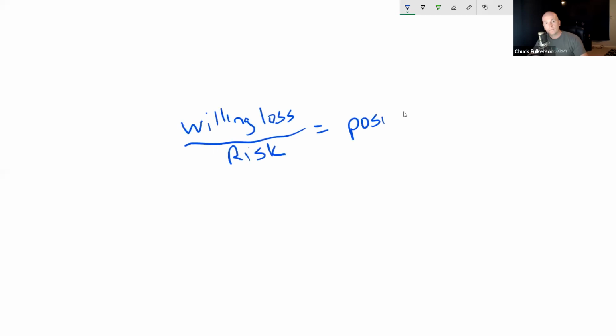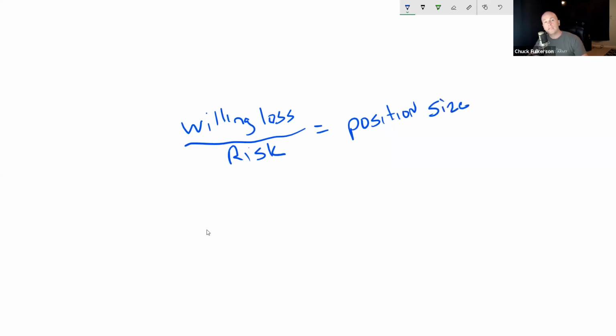You take the amount of money you're willing to lose, willing loss, divided by risk, and that gives you position size in the world of stock.